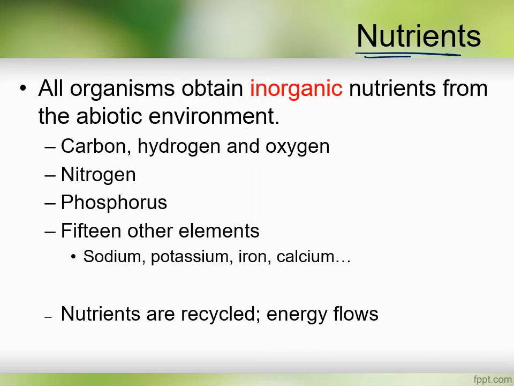So we get our inorganic nutrients. Inorganic means not made by living things. Inorganic nutrients are always going to come from the abiotic environment. Sometimes those inorganic nutrients are obtained by one organism and turned into organic nutrients that then are passed to other organisms. But those inorganic nutrients, those starting things, are always going to come from the abiotic environment.